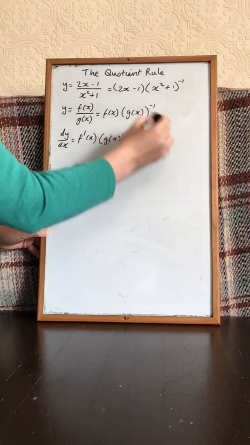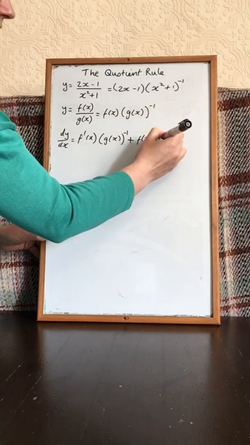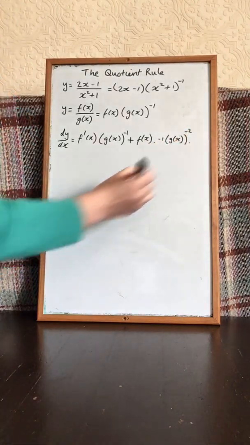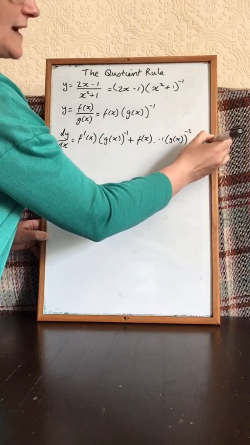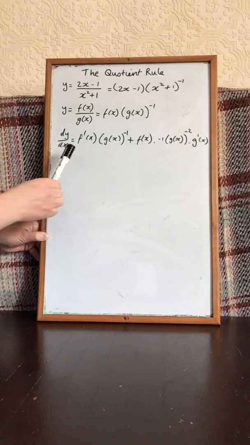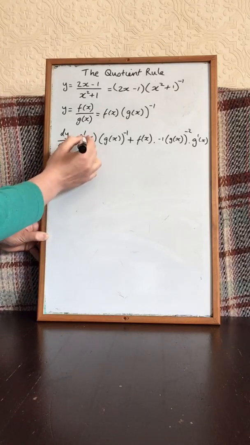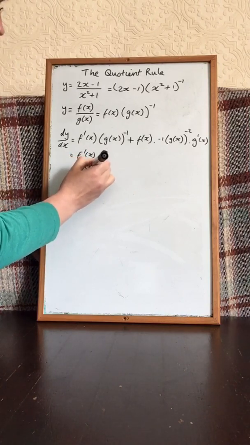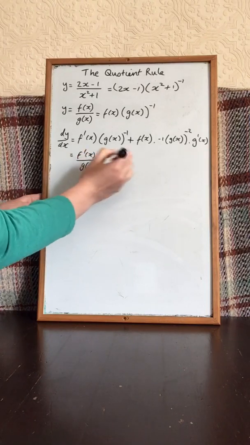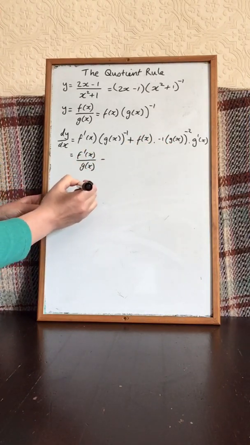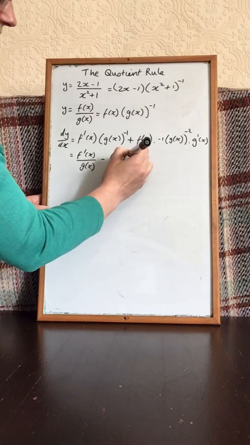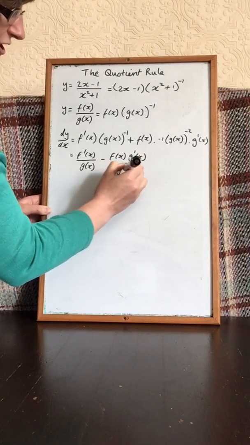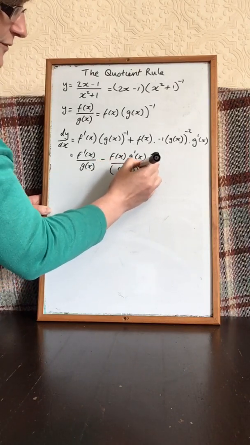While differentiating this, we need to bring the negative power down to the power of negative 2, multiplied by what you get if you differentiate within the brackets, g dashed of x. Okay, so we need to tidy this up now. So the first term is going to be f dashed of x over g of x. The second term, we've got a negative, so it's going to be minus f of x times g dashed of x, and then over g of x squared.